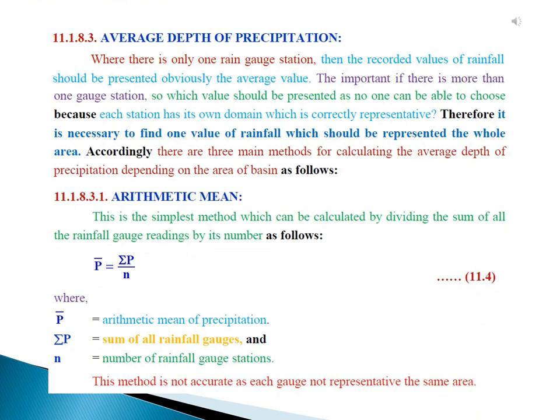Average depth of precipitation. There are three main methods for calculating the average depth of precipitation, depending on the area of basins, as follows: arithmetic mean, Thiessen method, and isohyetal method. Arithmetic mean is the simplest method, which can be calculated by dividing the sum of all the rainfall gauge readings by their number, as shown in the enclosed equation.